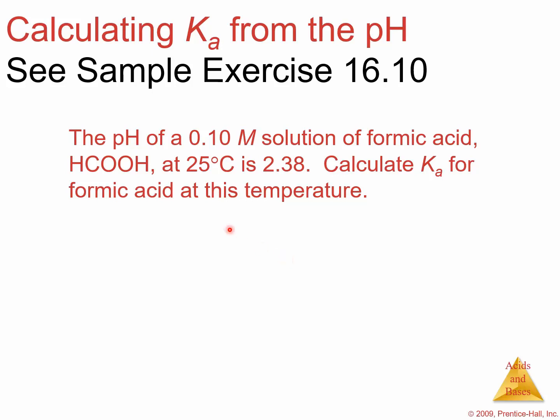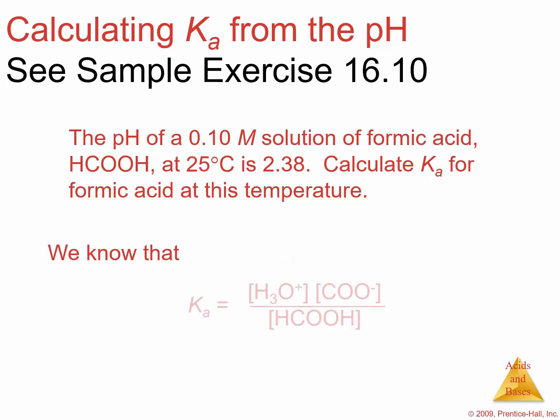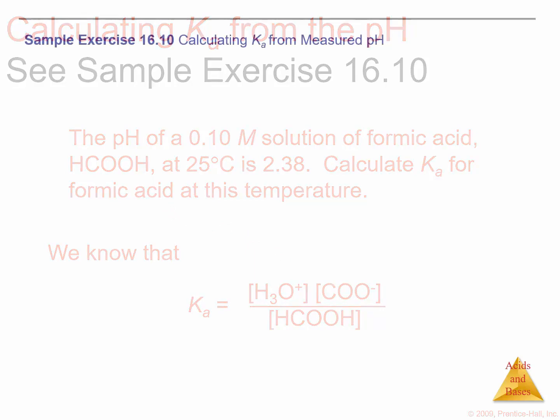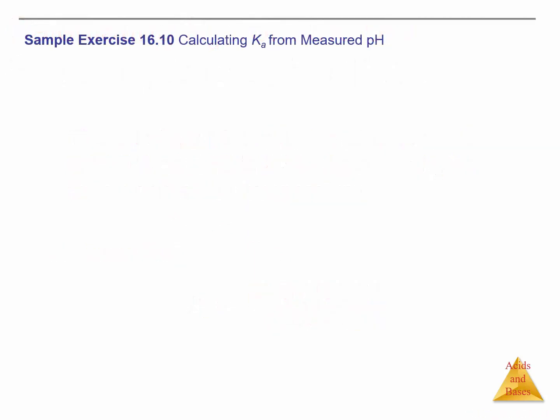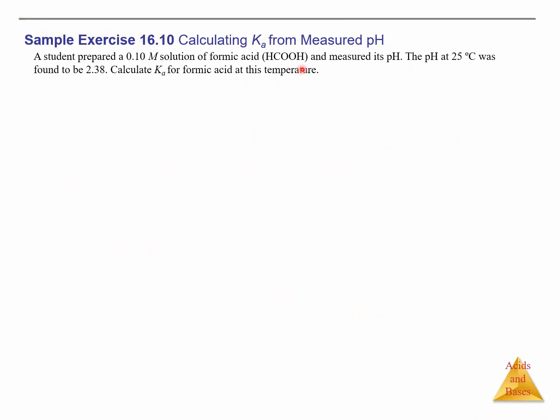So let's see this sample exercise: calculating Ka from measured pH. A student prepared a 0.10 molar solution of formic acid and measured its pH. The pH at 25 degrees was found to be 2.38. Calculate Ka for formic acid at this temperature.